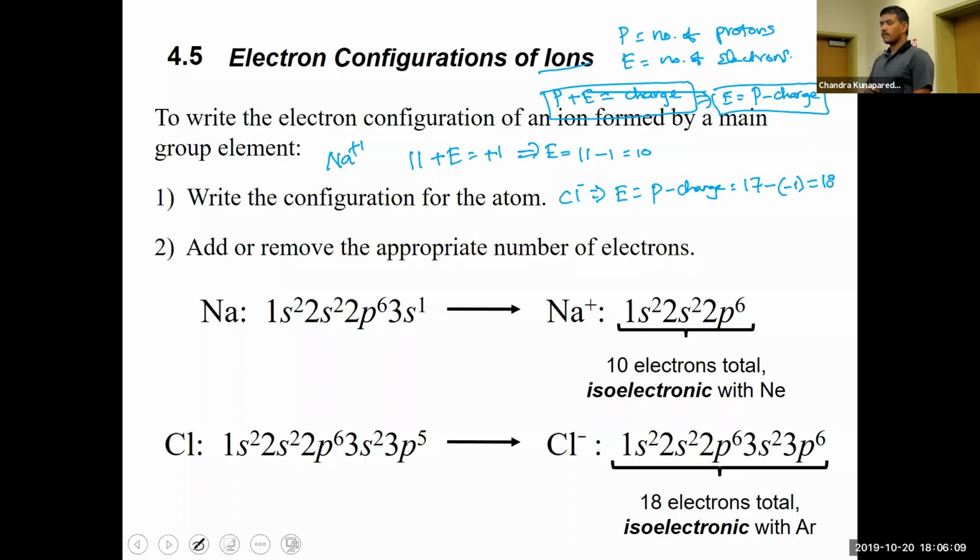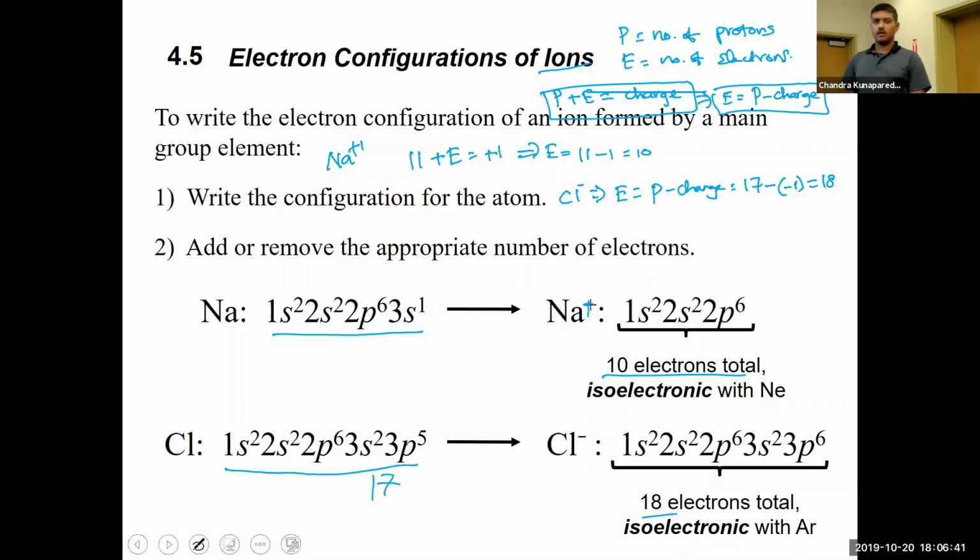Once you find how many electrons there are for a charged species, predicting the electronic configuration is very similar to how you typically do it. For sodium, instead of writing the electronic configuration for 11 electrons, if you know that it is going to have a +1 charge, you would only write the electronic configuration for 10 electrons. For chlorine, instead of writing it for 17 electrons, you would write it for 18 electrons.